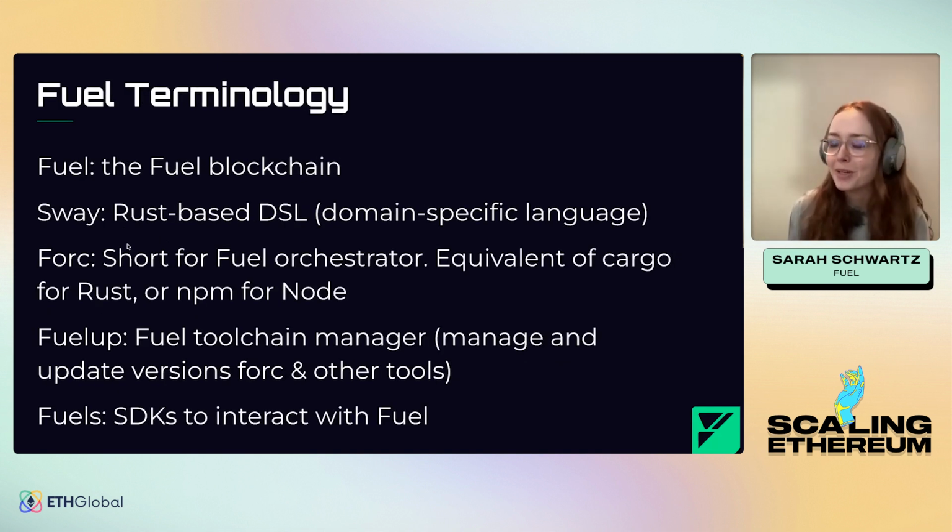The basic Fuel terminology you're going to want to know as we go through this: when I say Fuel, I'm referring to the Fuel blockchain. Sway is our domain-specific language. It's a Rust-based language, so we don't use Solidity at all. Forc is short for Fuel Orchestrator, and it's the equivalent of Cargo for Rust or NPM for Node. We're going to be using that to create a new project and build it. And fuelup is our toolchain manager, so you can use it to install and manage versions of Forc and Fuel Core. And then Fuels is our SDKs. We have Rust and TypeScript SDKs, and the name comes from Ethers.js.